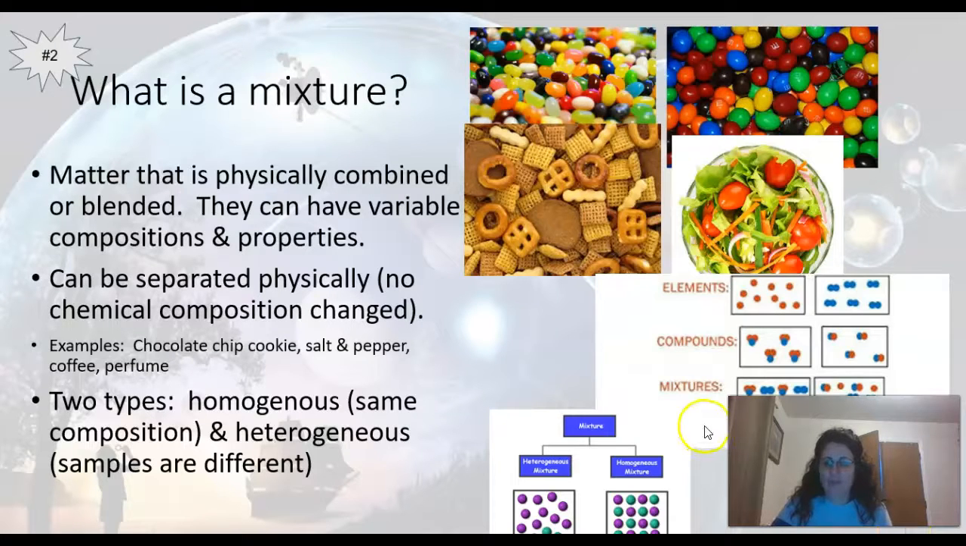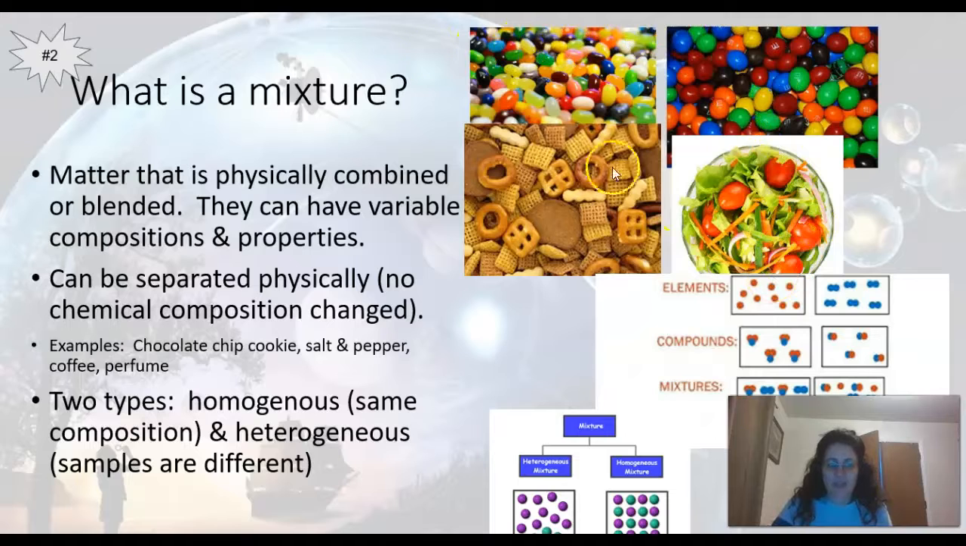So we've talked about elements, compounds, now we're adding in mixtures. We use mixtures in food all of the time. So mixtures are something that are physically combined or blended together. We usually can pick them apart. Sometimes it's not so easy, but we can. We have two types of mixtures: homogeneous, same composition, and heterogeneous, samples are different. So for example, in this, the salad is heterogeneous. It's not all the same type.